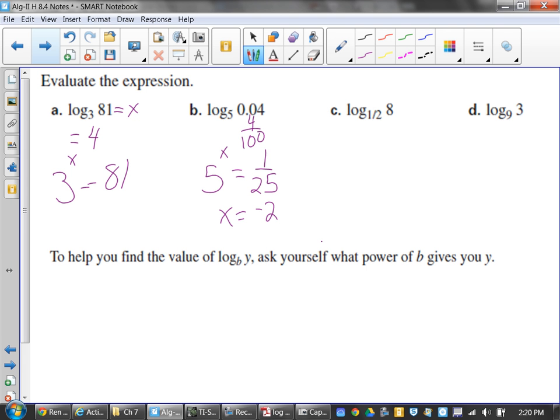To go from 5 to turn it into a fraction, you have to flip it so you have the -2. Okay? Because you're asking yourself, 5 to what power is 1/25? 1/2 to what power is 8? -3, very good. And the reason is because you have to flip the fraction.